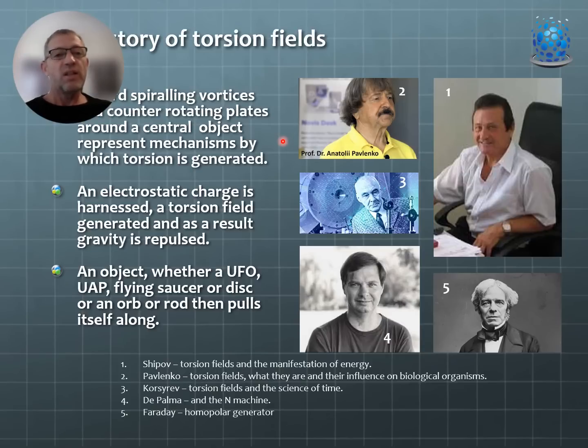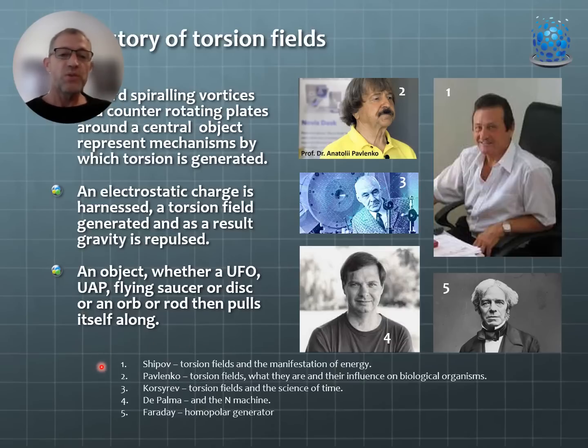Now, the question is how to connect that with repulsion fields, of course, and electrostatic charges, where this is harnessed in a torsion field, which is generated as a result, and gravity is repulsed. So an object like a UFO or UAP or flying saucer or disk, or indeed orbs and rods in the present study, are then able to pull themselves along.